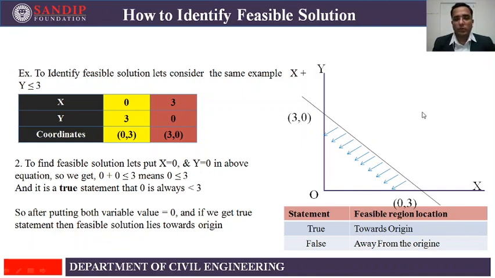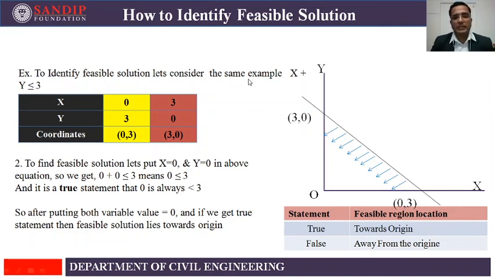Out of those two parts, which one is your feasible solution? It means which portion or which area of the graph will give you the feasible solution, the optimal solution. How to decide that, how to identify the feasible solution, we are going to study in this slide. So let us take one example to identify the feasible solution.